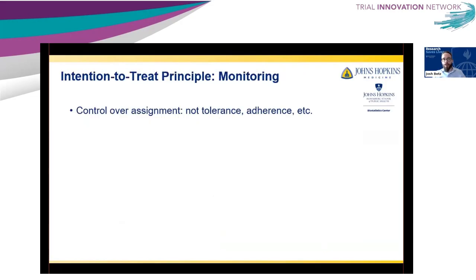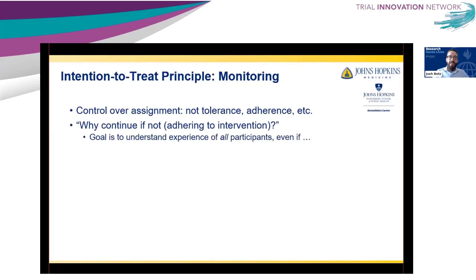And one thing that's also important to remember is that we only have control over treatment assignment. We don't have control over whether a participant is able to tolerate the intervention, whether they're able to adhere to it, and so forth. And so the question comes up usually from multiple parties, from investigators, from study coordinators, even the participants themselves: why should somebody continue in the study if they're not adhering to the intervention? And it's key that we provide people an answer to this question that's understandable, because that's going to give them the motivation to stay in the study.